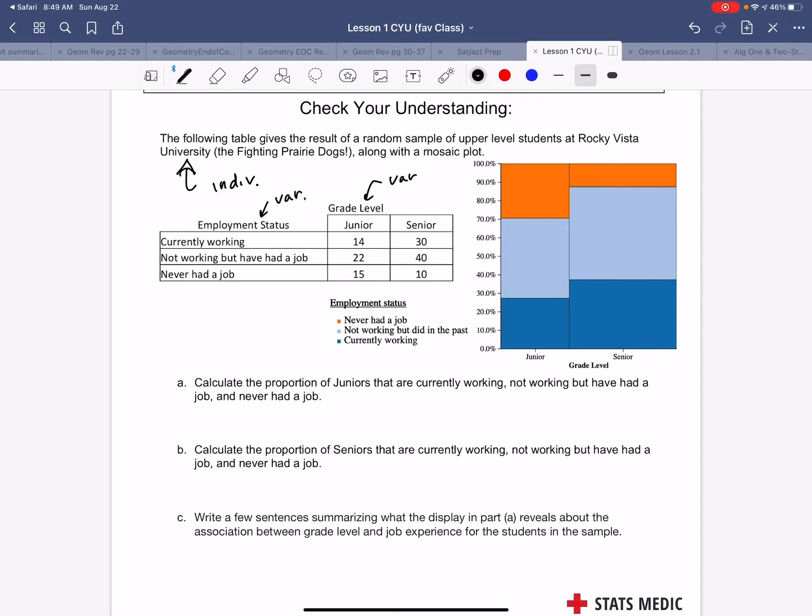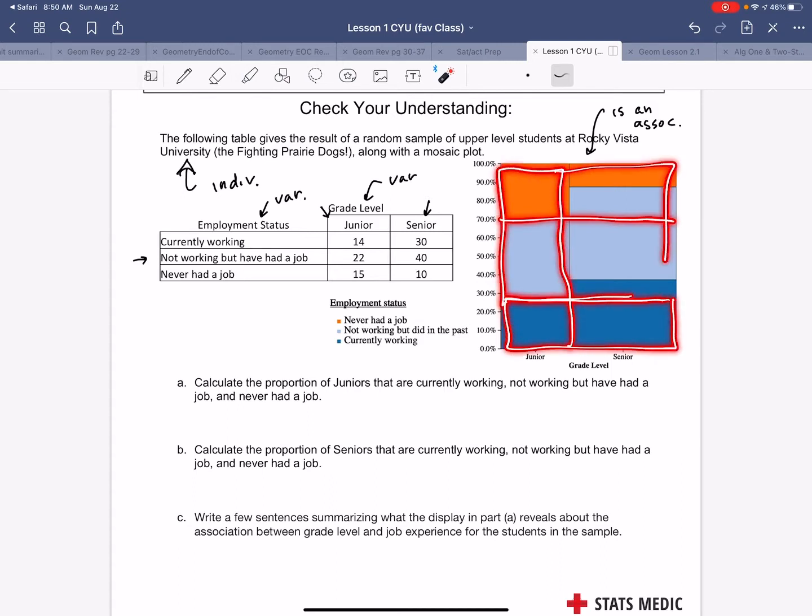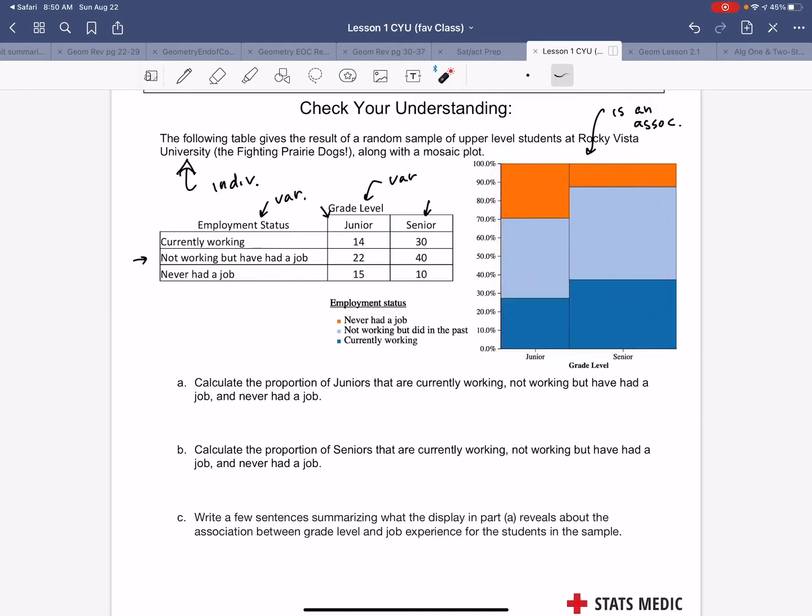So again, back on our learning goals, we're doing this to decide if there's an association between the 2. So if I knew you were a senior, are you more or less likely to have a specific employment status? Or if I knew you were a junior, what is your employment status? I already know from looking at this mosaic plot that there is an association because the 2 graphs are not exactly the same. That would look like this. This would be what the graph with the mosaic plot would look like if there was no association. So there obviously is an association.